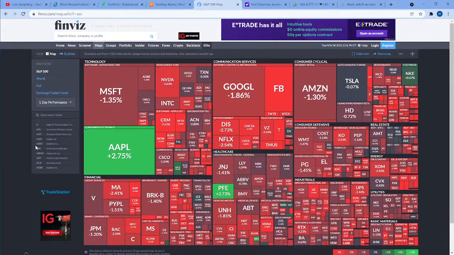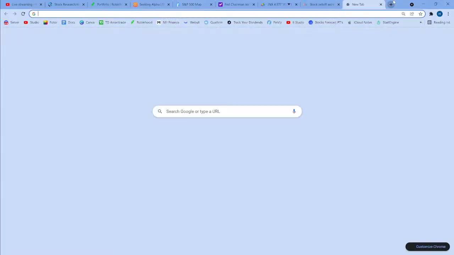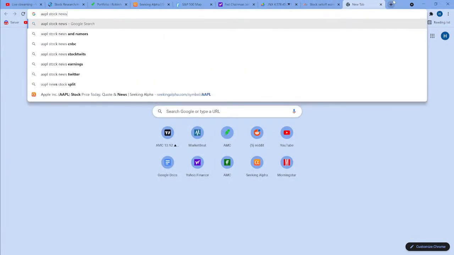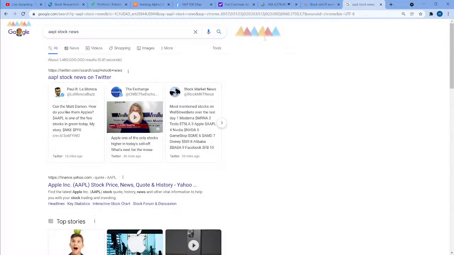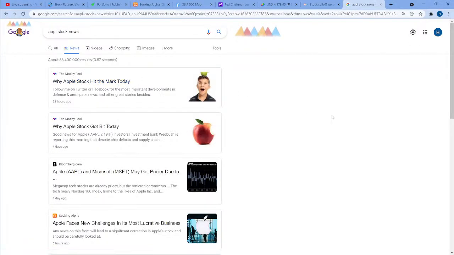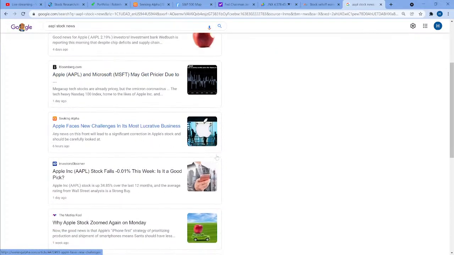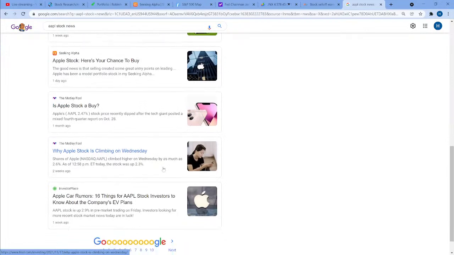Apple, Pfizer's up. I want to see what Apple is doing today, because they have to be doing something really good to be up pretty much 3% just today alone, especially on a red day like this. This is kind of shocking.